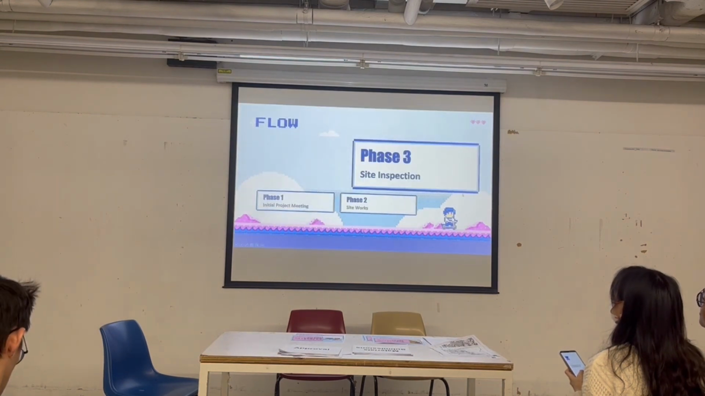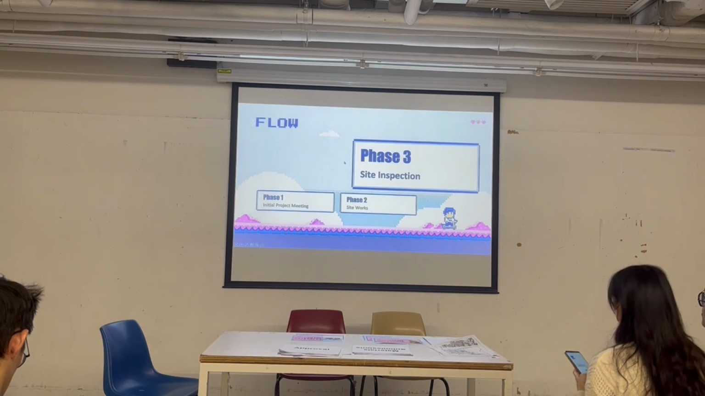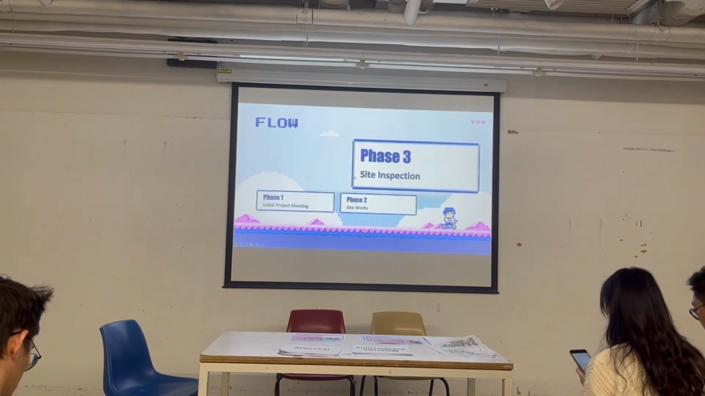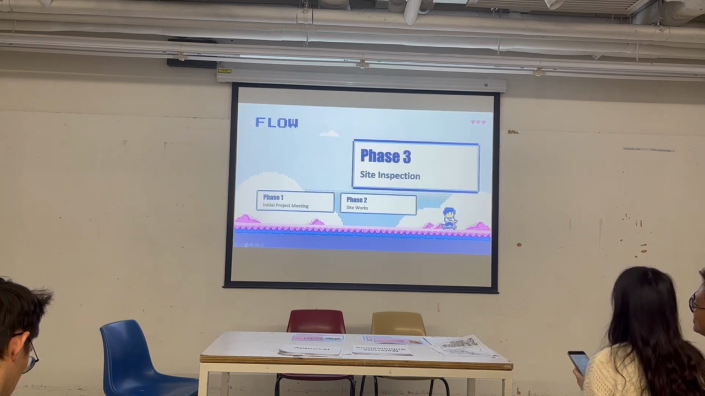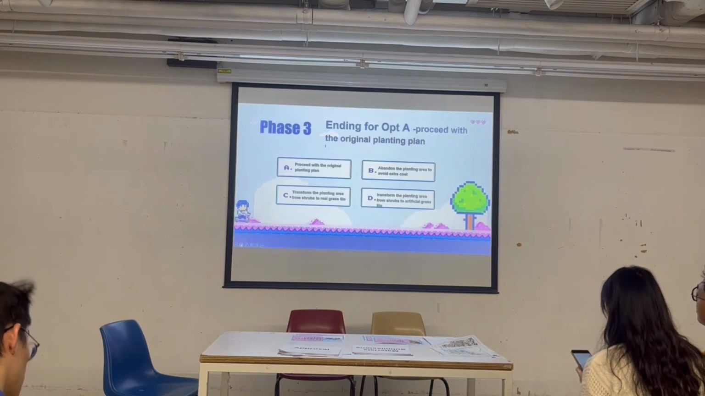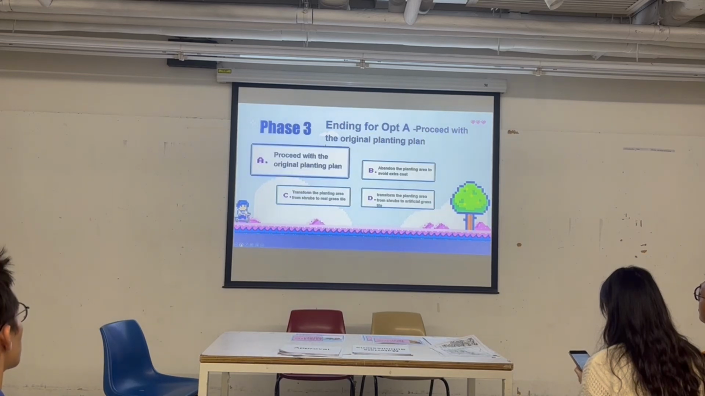Okay, now it's our show. It's phase 3, and we will look forward to how the four options go on, and it's the site instruction. And we have four optional endings, A, B, C. So the option A is proceed with the original planting plan.